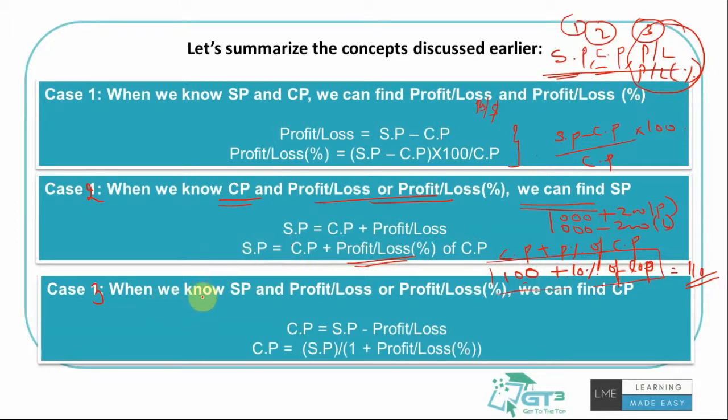The type is I give you the selling price, I give you the profit or loss percentage or profit or loss amount, and ask you what is the cost price. Simple. Cost price is selling price minus profit or loss amount. So here it's minus, right? If I made a positive profit, I would be subtracting.